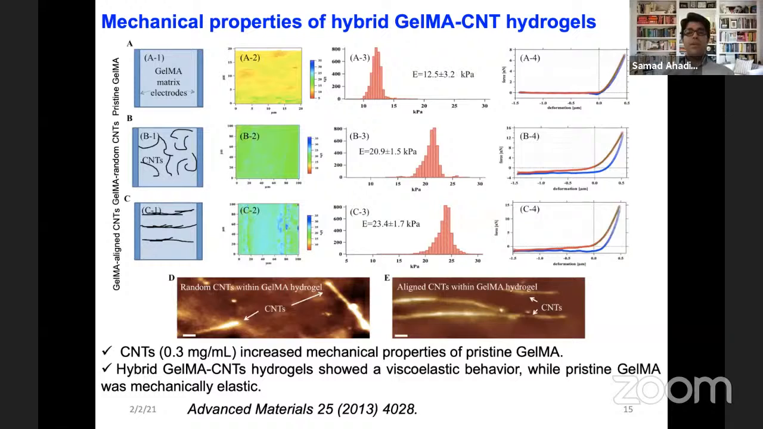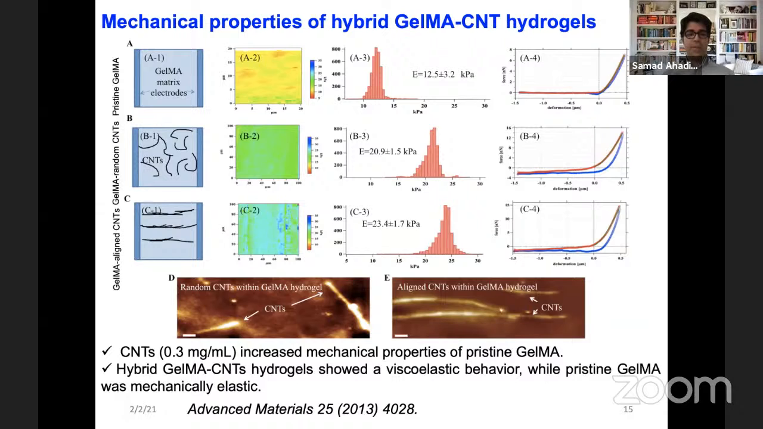And interestingly, when we checked the force deformation curve for the different hydrogel systems, for the GelMA-CNT hydrogels, we got a viscoelastic behavior of the hydrogel system compared to the elastic behavior of the pristine GelMA hydrogels. And that is good for us because we want to use this kind of hydrogel for contractile tissues like skeletal muscle or cardiac tissues. And viscoelastic behavior is very important to tolerate the tissue force inside of the GelMA hydrogel system.